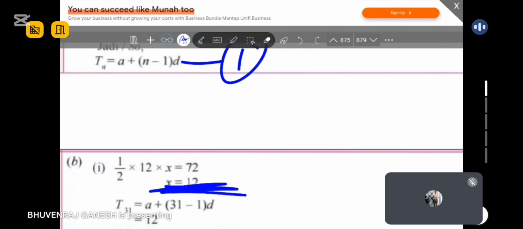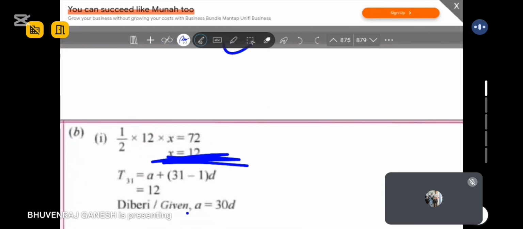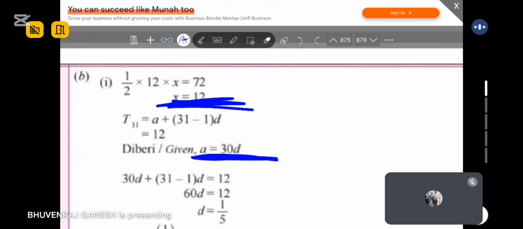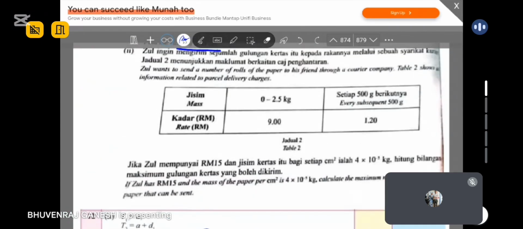So this is the information you have. Now we are already given this information. Soalan bagi tahu yang ni: A equal to 30D. So kamu gantikan sajalah kat sini. Just substitute, and then selesaikan, solve the equation. You already get the answer. Understand guys? B1, senang kan? Very simple lah. Okay, next one.